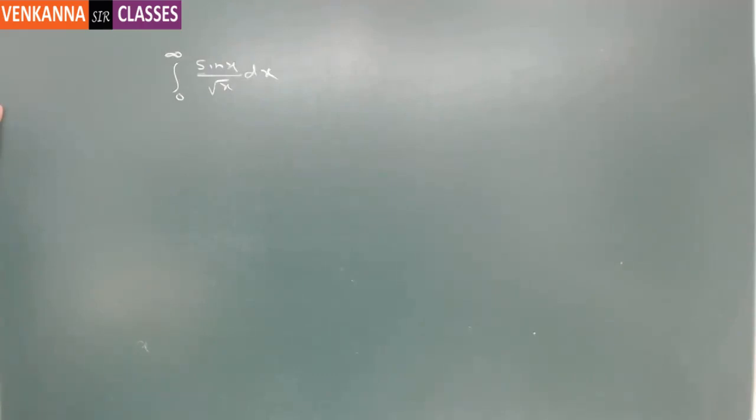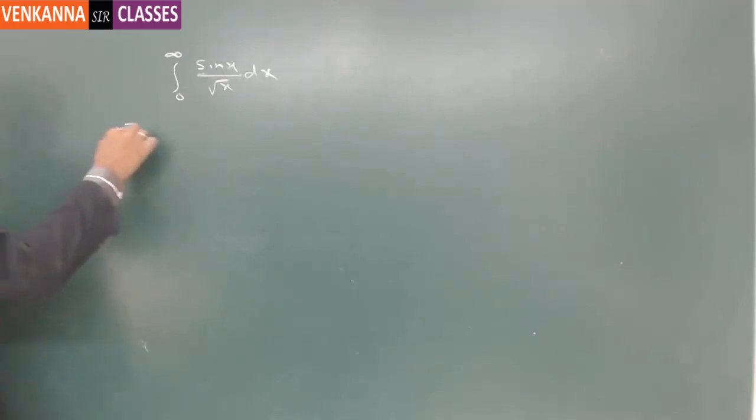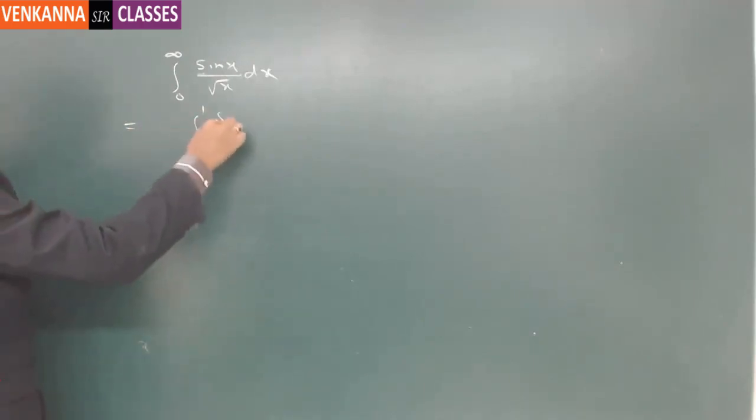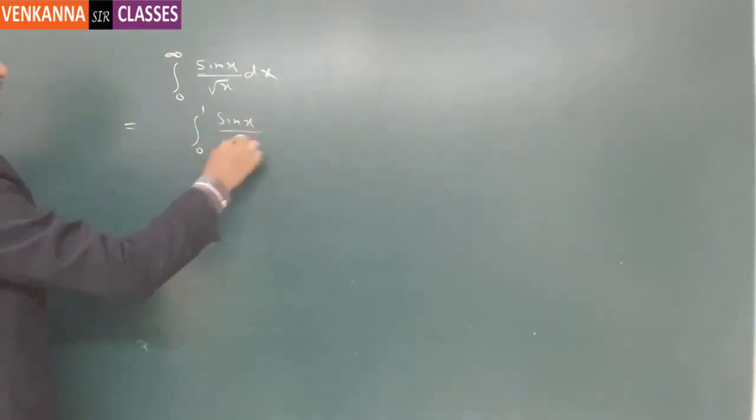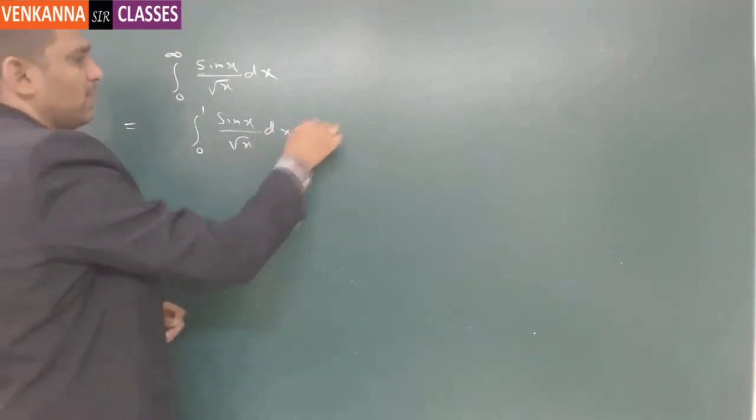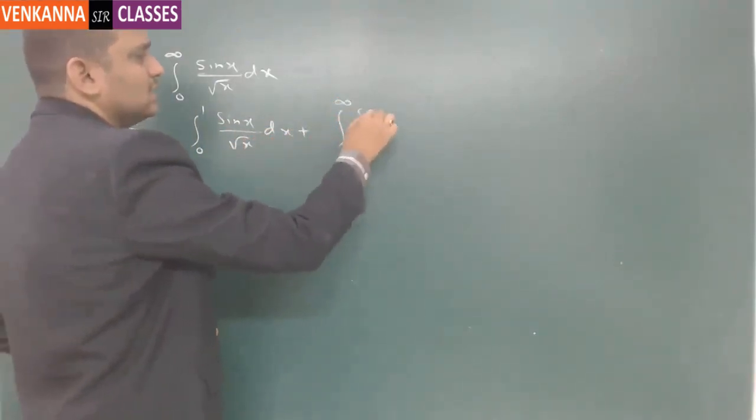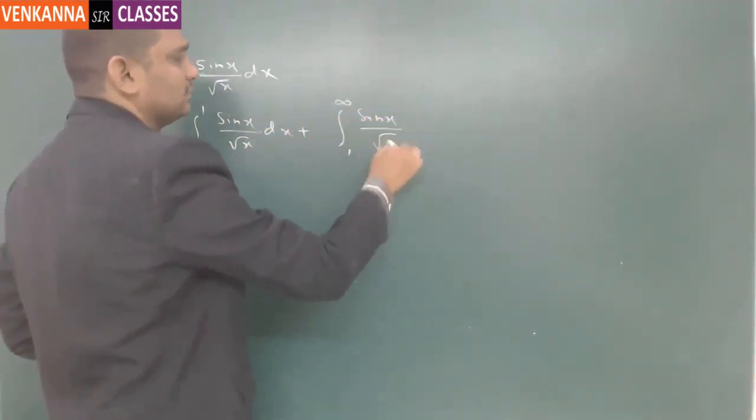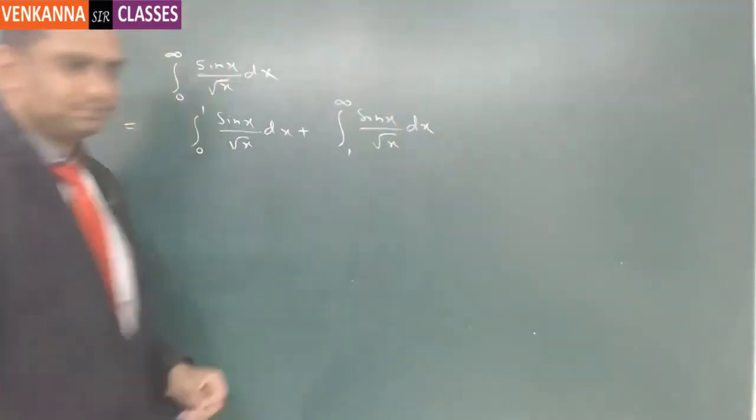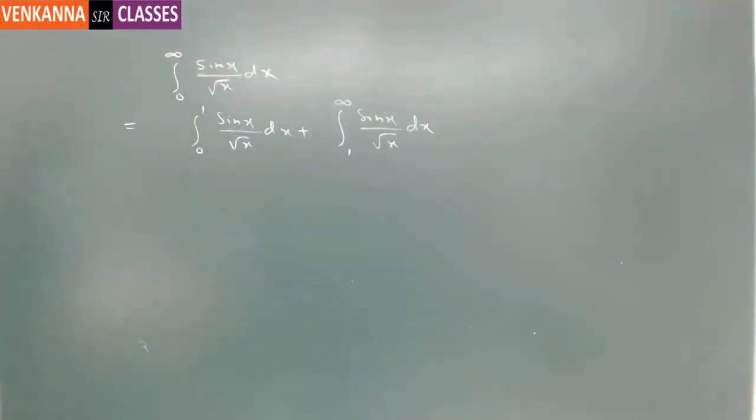Now what happens? For this property, we are going to split the integral. It is equal to integral 0 to 1 sin x by root x dx plus integral 1 to infinity sin x by root x dx. So if you want to prove that the given integral is convergent, we have to show that the two integrals are convergent. So if you take the first one, this is a finite interval.